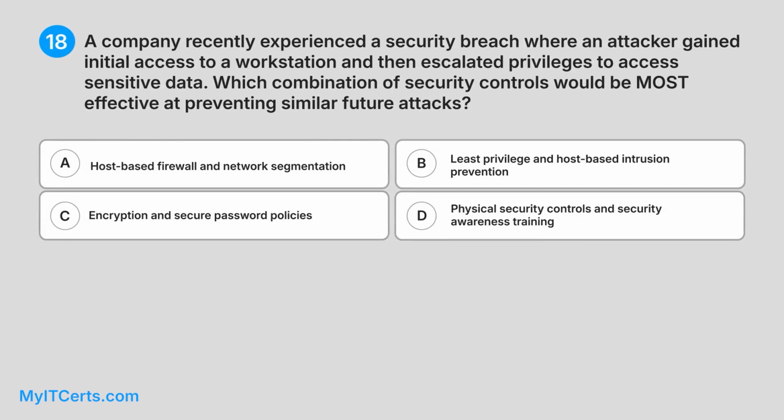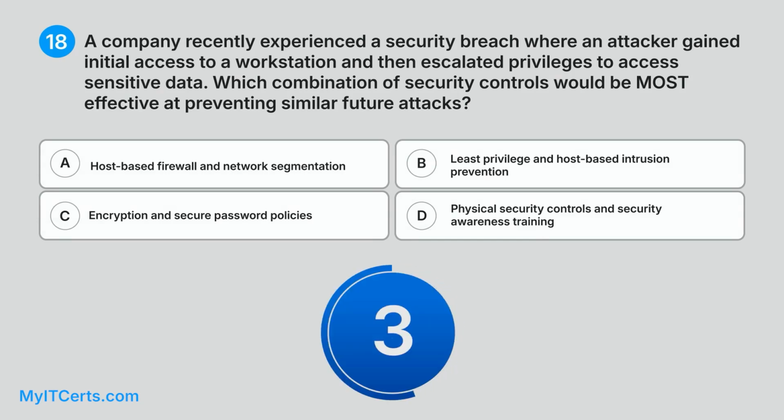(18) A company recently experienced a security breach where an attacker gained initial access to a workstation and then escalated privileges to access sensitive data. Which combination of security controls would be most effective at preventing similar future attacks? A. Host-based firewall and network segmentation. B. Least privilege and host-based intrusion prevention. C. Encryption and secure password policies. D. Physical security controls and security awareness training.